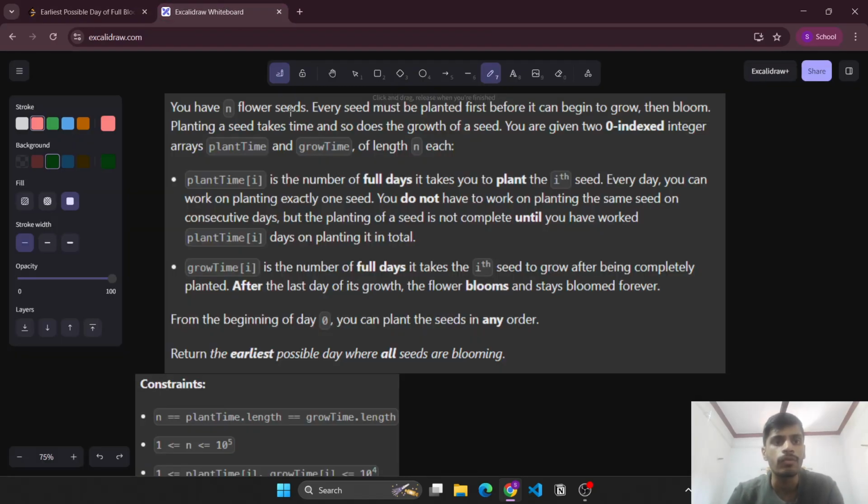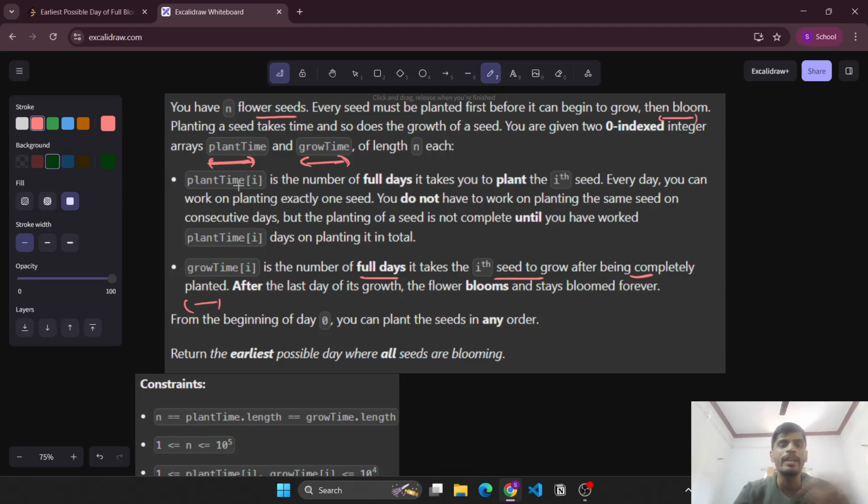So we are given n flower seeds, and for each seed we are given two integers, that is plant time as well as grow time. Plant time denotes how much time the ith seed takes to get planted successfully, and then grow time of i denotes the number of full days it takes for the ith seed to grow after being completely planted. Once it has been planted as well as grown, the next day it will be blooming.